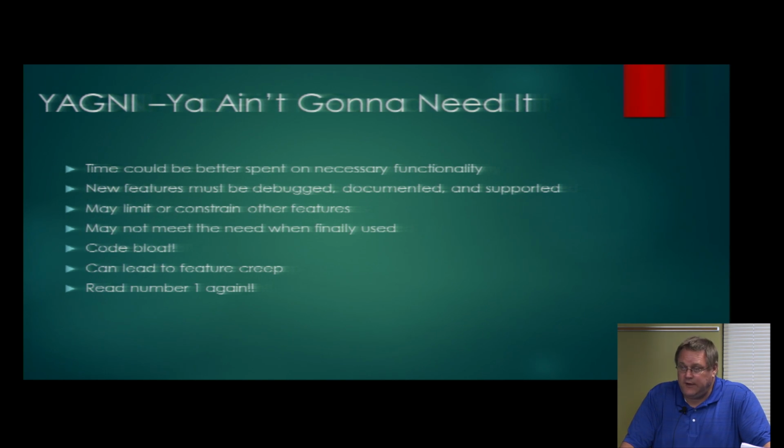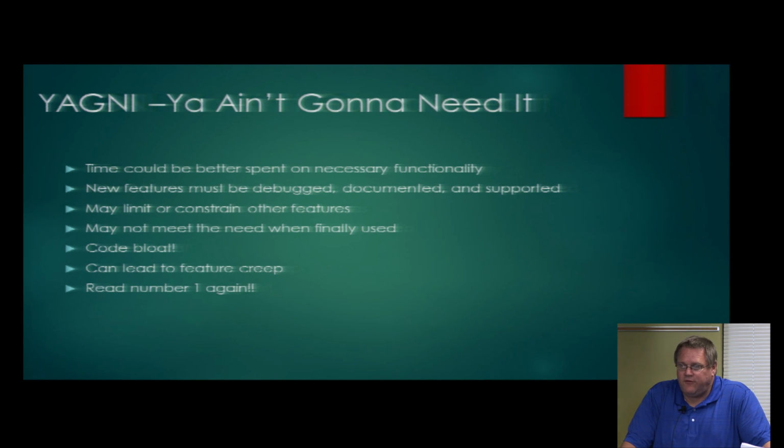If you add a new feature, it's got to be debugged, it's got to be supported. It could constrain some other feature in your application. Worst part is you write it. Okay, that's great. You wrote it in isolation. Now the user actually goes to use it, and guess what? It doesn't work for them. If you're adding features in, you get code bloat. You got stuff that's in there nobody's using.